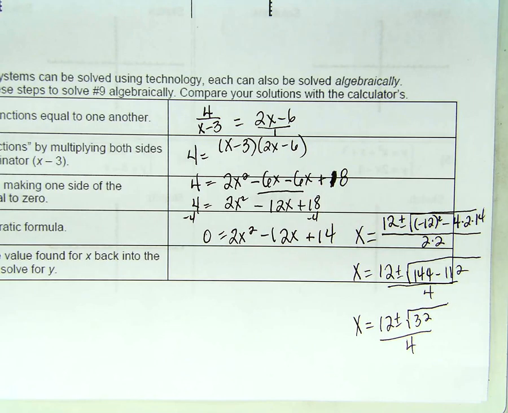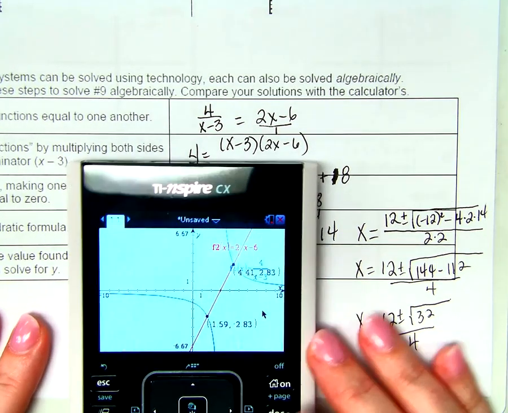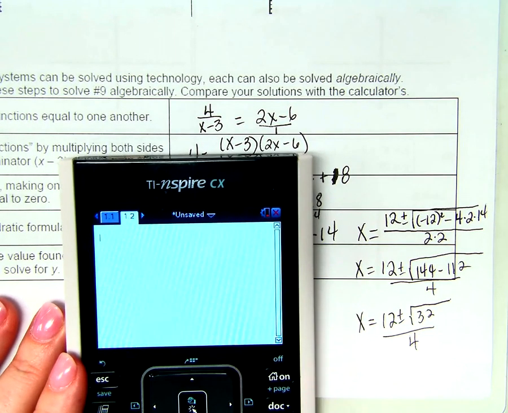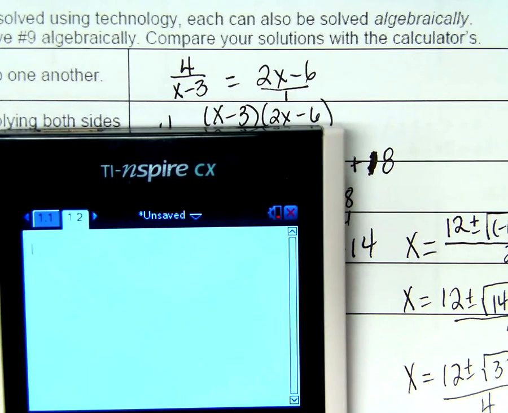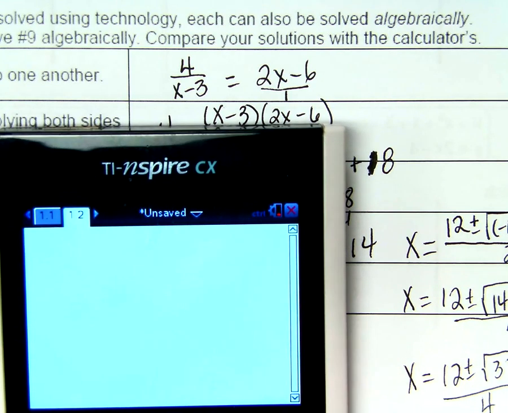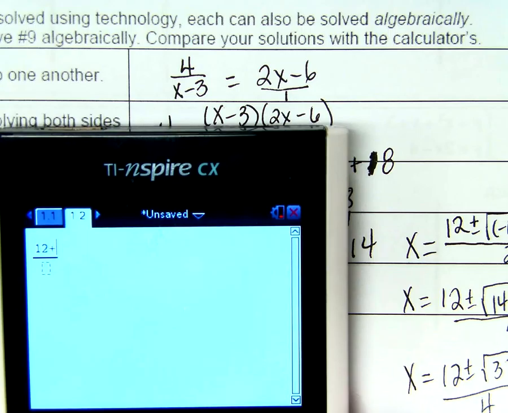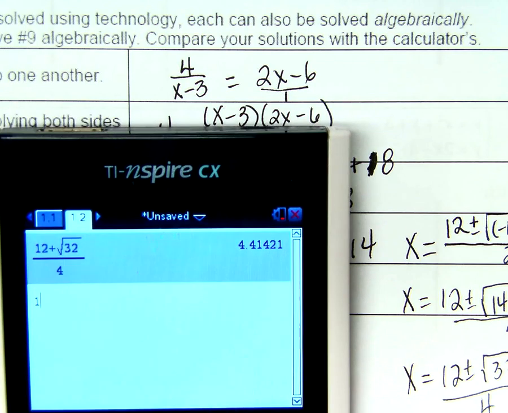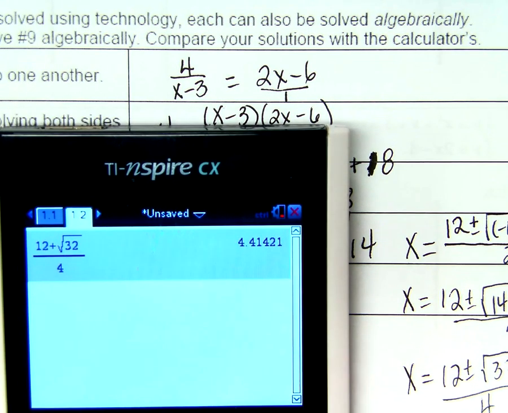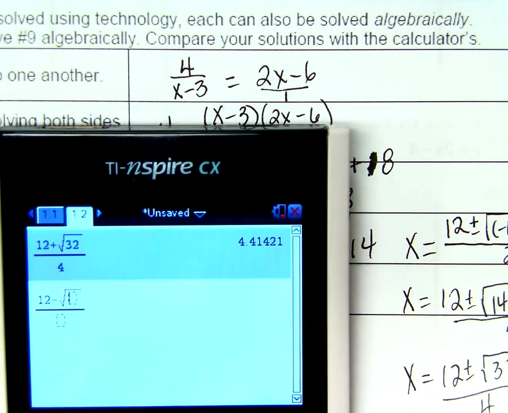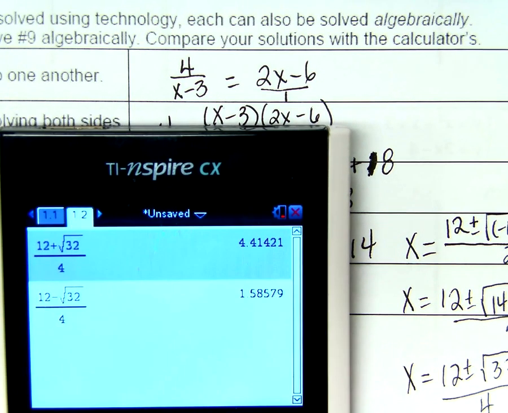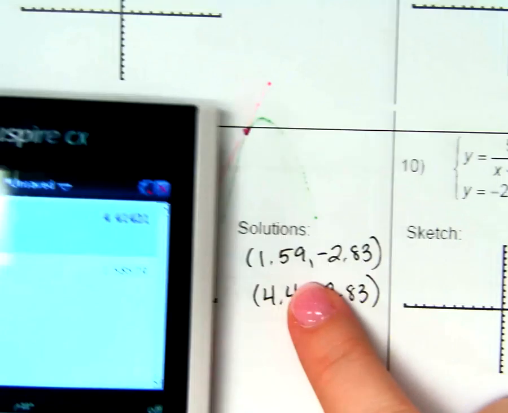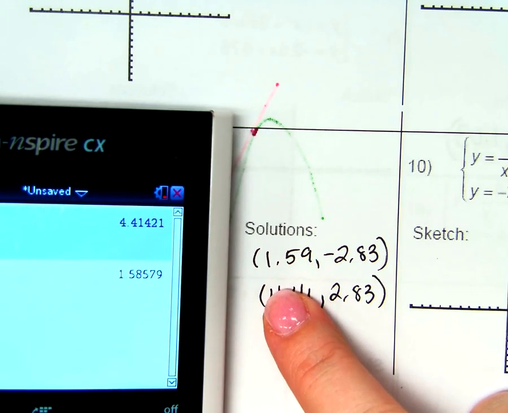On my current page, remember we've been graphing stuff, I can press control doc and add a page. This time I just want to add a page as a calculator. And I want to say 12, whoops, not yet. I want to do myself a fraction. 12 plus the square root of 32 over 4. And I want to do 12, whoops, not yet. Slow down. 12 minus the square root of 32 over 4. Did I expect those two numbers? I mean, was I hoping for those two numbers? Oh my goodness. Yes.